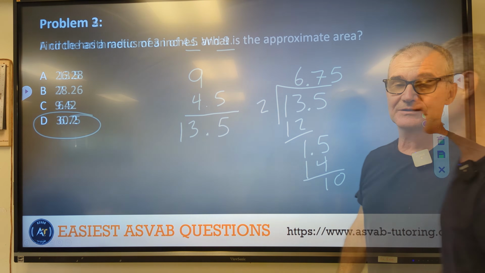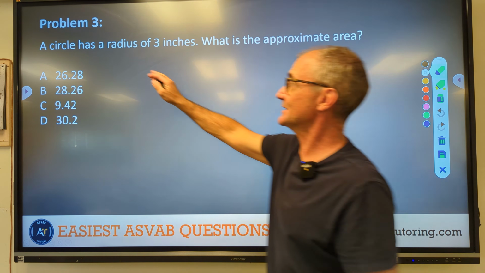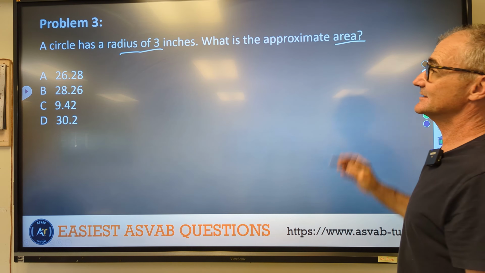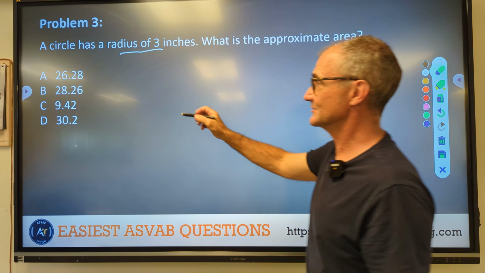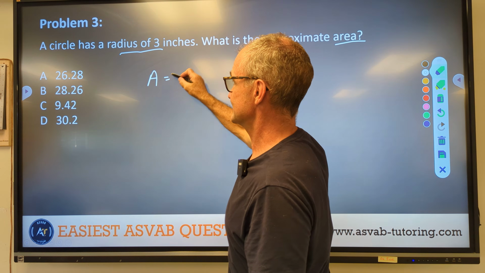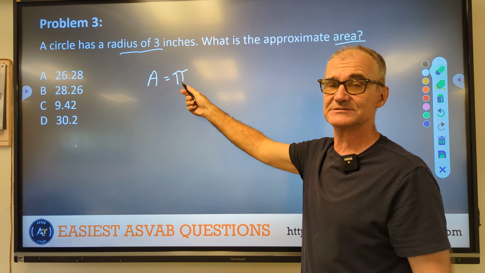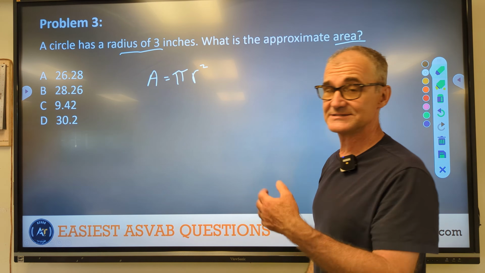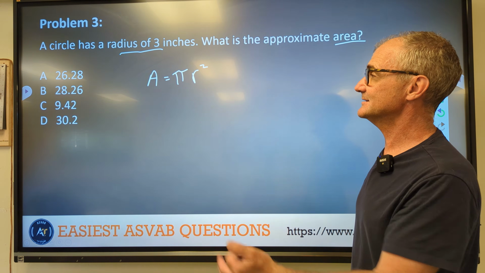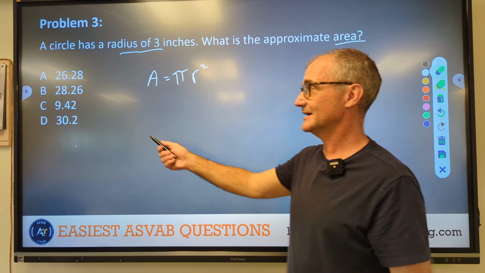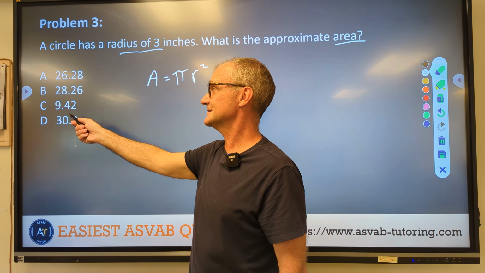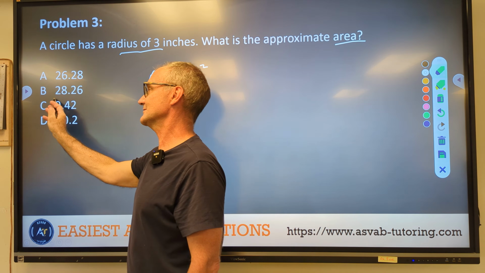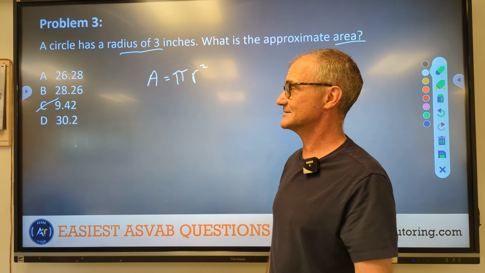Let's keep going. All right, problem number 3, a circle has a radius of 3 inches. What is the area? Well, area of a circle is something you just have to know. Area of a circle is pi, represented with the Greek letter pi, times radius squared. But let's say you didn't have that area in your head. You didn't know the equation for that. Again, I'm going to go to my answers, and I can see that they're all pretty close to 28 except for this one. This one's an outlier. So I'm going to discard that one.